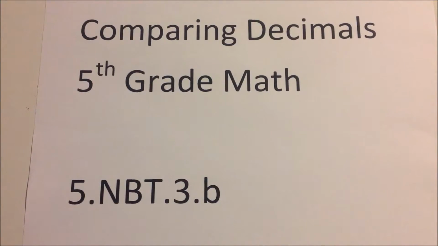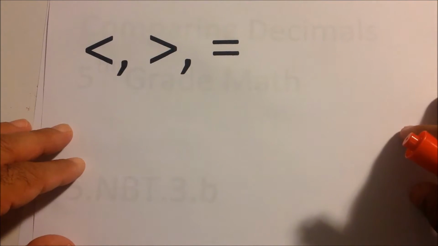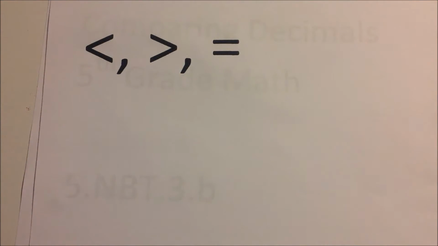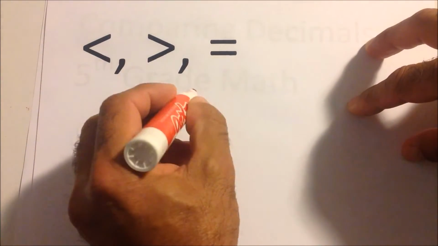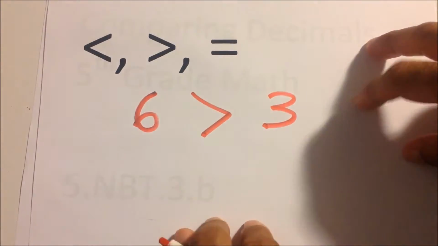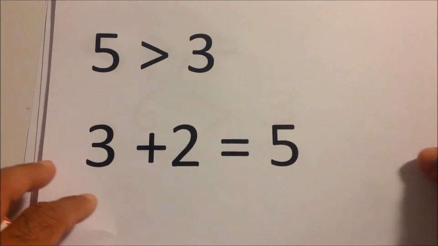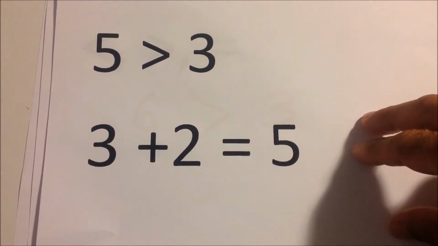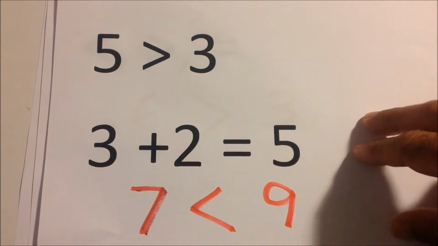Anyway, here are the symbols we'll use when we compare decimals, just like we compare whole numbers or integers. And you know these signs, right? I can say 6 is greater than 3. 5 is greater than 3. We can have 3 plus 2 equals 5. We can have 7 is less than 9, and so forth, right?